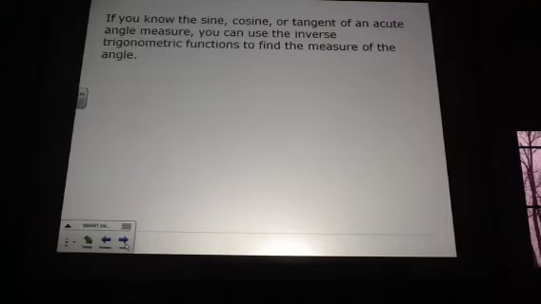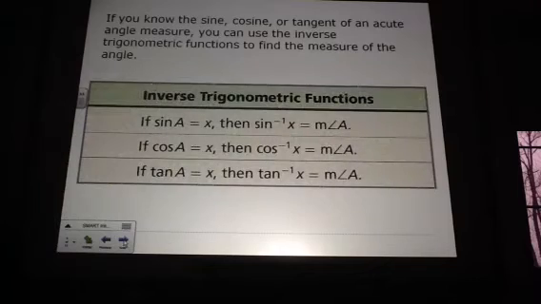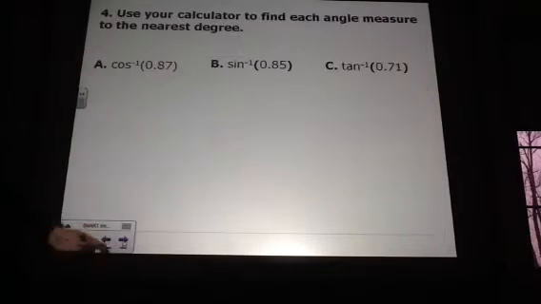Okay, if you know the sine, cosine, or tangent of an acute angle measure, you can use the inverse trigonometry functions to find the measure of the angle. Here are the inverse trig functions. If sine A equals x, then the inverse of sine x equals the measure of angle A. All right, so let's look at this.